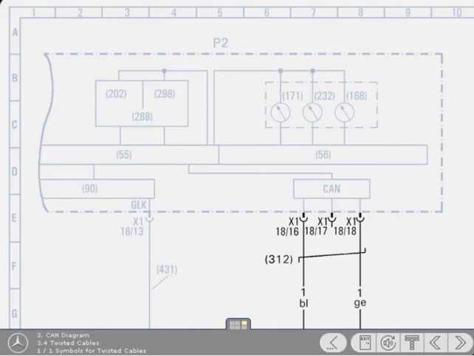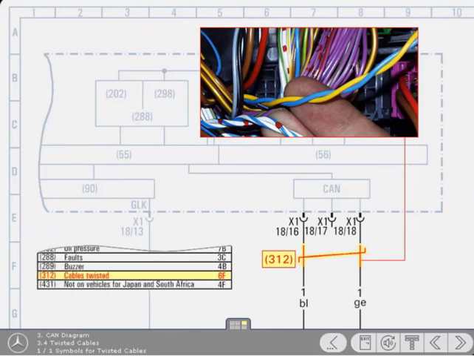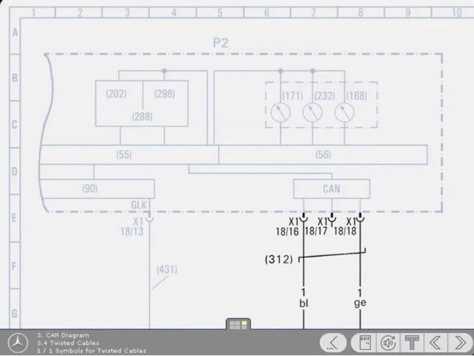This symbol denotes twisted cables. Twisting cables together helps to cancel out interference caused by electromagnetic forces. You can confirm that this is the symbol for twisted cables by noting the numbers within the brackets and then looking in the legend. For protection from interference, twisted cables are also sometimes used for components such as speed sensors. Click on the twisted cable symbol to view some other examples.